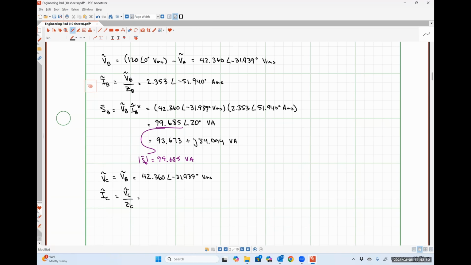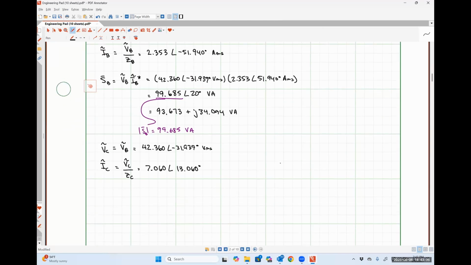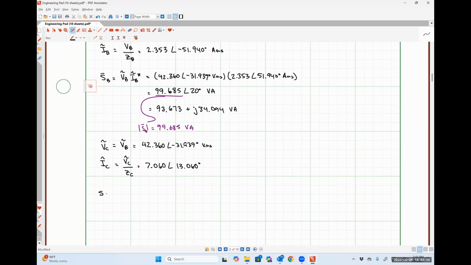Which I got to be 7.0599. So let's call that 7.060 with an angle of 13.060 degrees. And I would appreciate it if you guys could throw these numbers into your calculator and tell me what you get in both rectangular form and polar form.